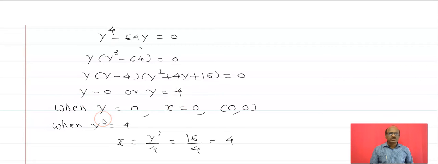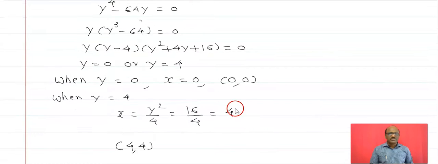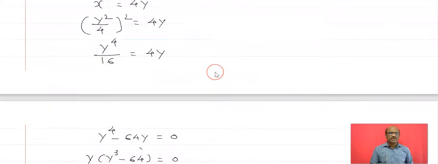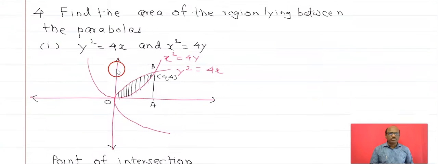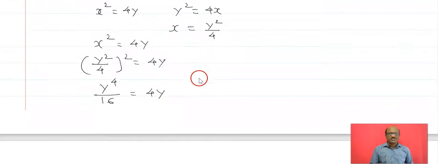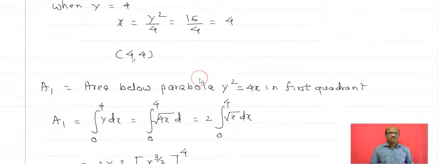When y = 0, substitute in the equation of the parabola, then you will get x = 0. When y = 4, substitute here, x = y²/4, 16/4, that is equal to 4. And that's why the points of intersection of these two parabolas are (0, 0) and (4, 4). Here is the point of intersection (0, 0) and (4, 4). These are the intersections of these two parabolas.